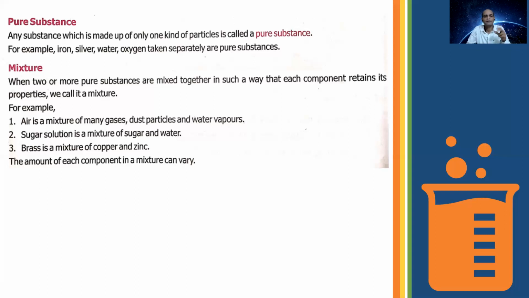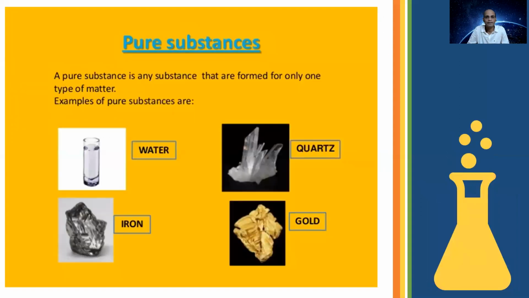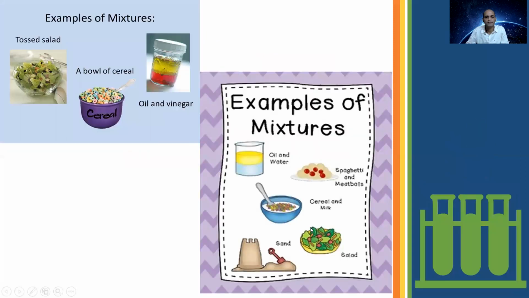Brass is a metal which is a mixture of copper and zinc. Okay, so this is all called mixture. At one place it is a pure substance, at another place we have got mixtures. You see, pure substances: this is water, this is iron, quartz, and gold. These are called pure substances.